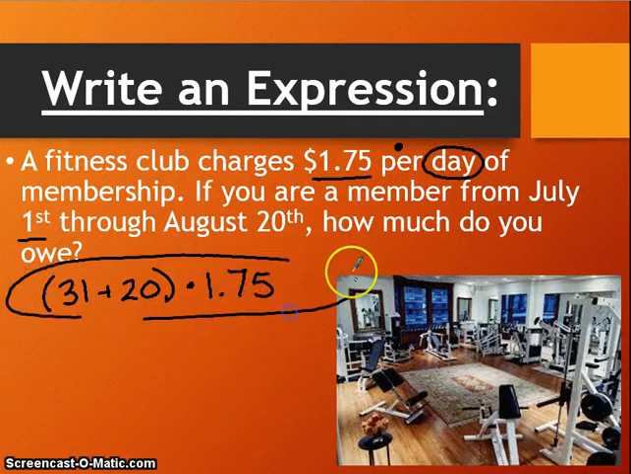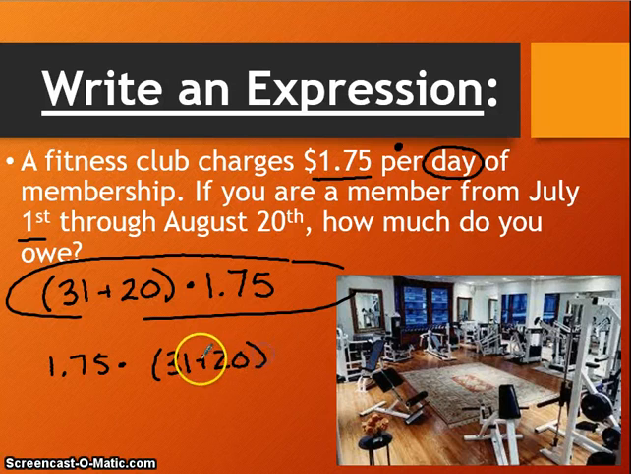$1.75. Now you could have that reversed, $1.75 times 31 plus 20, but you do need the 31 plus 20 in parentheses, because if not, multiplication would come before that addition, and you need to add to figure out the total number of days first. This is how you could represent the amount of money that you owe numerically.